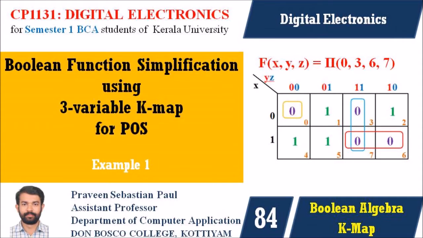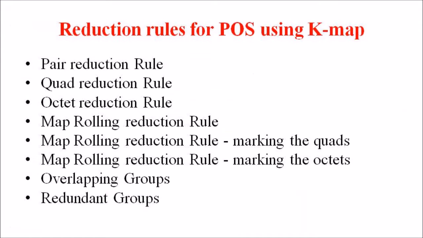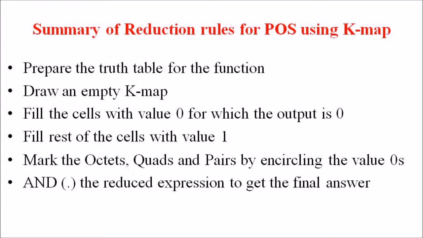In this lecture, we are discussing example number 1 for Boolean function simplification using K-map for a POS expression. Here we are using a 3-variable K-map. In the previous lecture, we had discussed the different reduction rules for POS using K-map. Those rules include pair reduction, quad, octet reduction, map rolling reduction, overlapping group and redundant group. In this lecture, we are discussing an example of how to reduce a POS using a K-map solution.